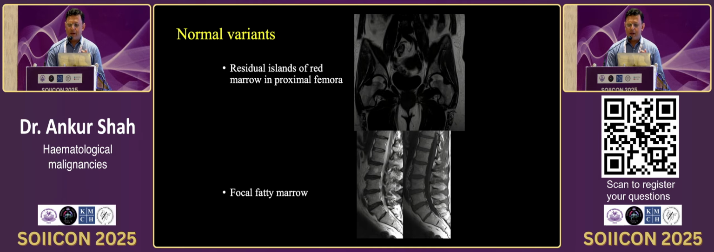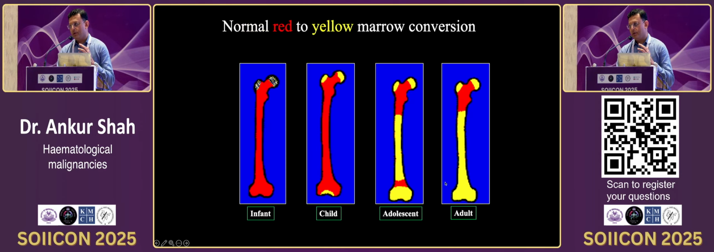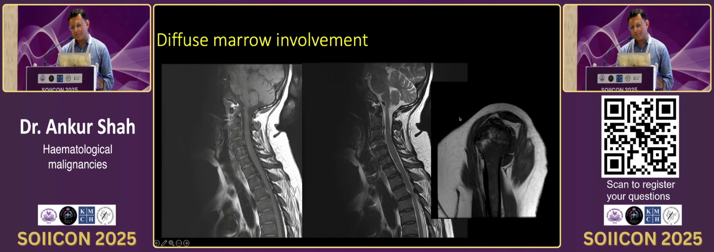And as I said, keep in mind the normal variants like residual areas of red marrow and focal areas of fatty marrow. They may mimic the pathological marrow. So you should keep in mind how the marrow reconversion occurs in child as well as adult. And there can be areas of residual red marrow, particularly in the metaphyseal region, which you should not misinterpret as a pathology.